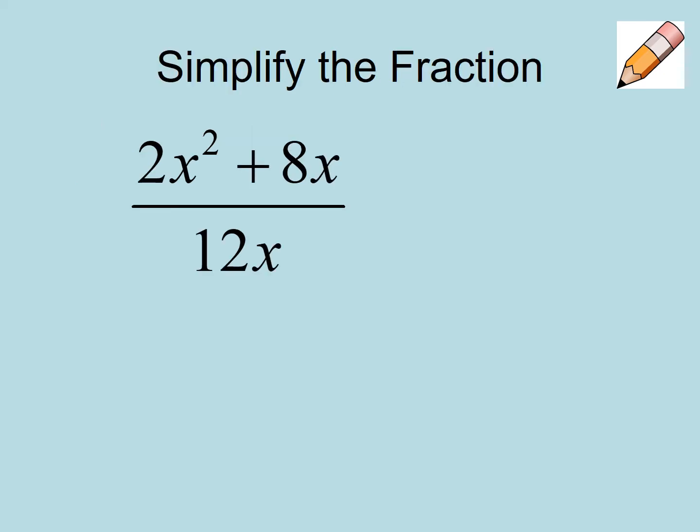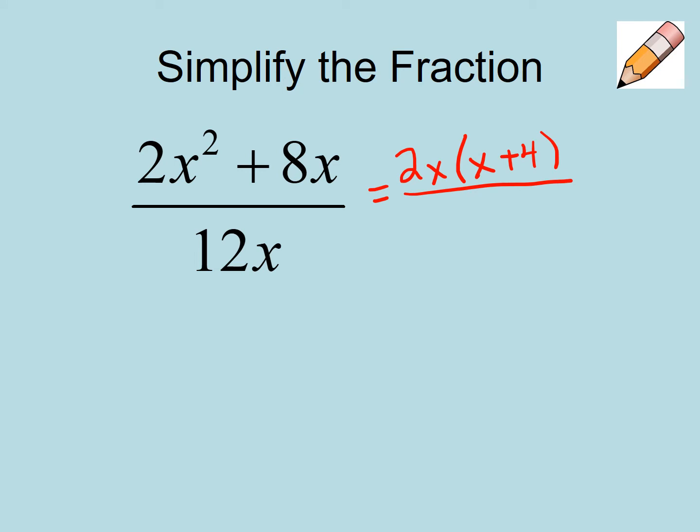Example number 2, we're going to have to use GCF again. So 2x squared and 8x have a common factor of 2 and x. They both share at least one x. So if we divide out that 2x in the top, we're left with x plus 4 all over.